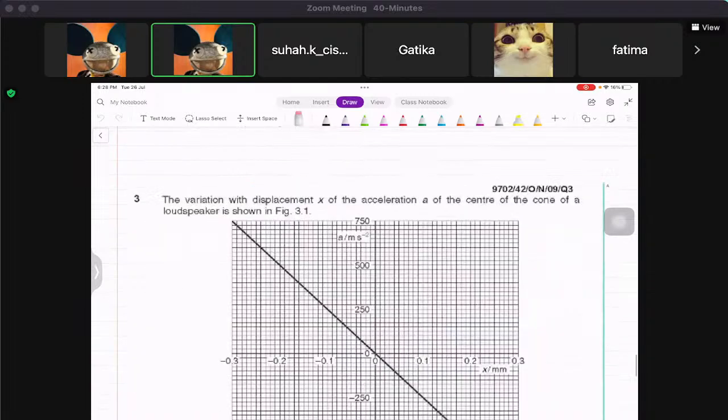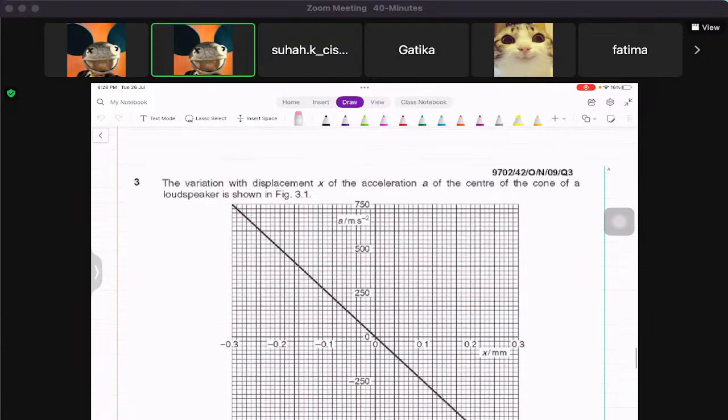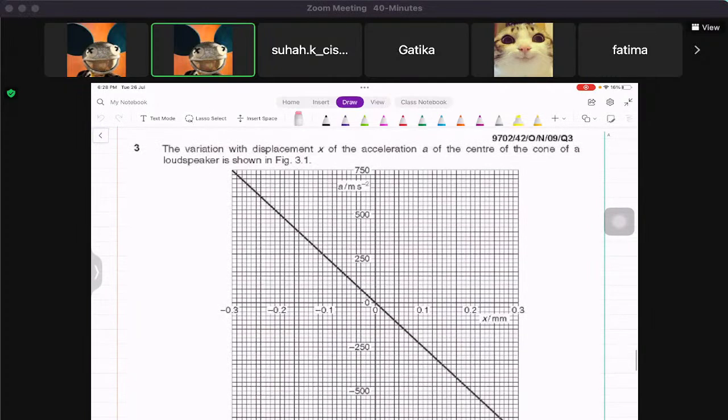Yeah, it is. Now this is the first question that I just want to show you. Just by looking at the graph, can you tell me what is the equation of this graph? Any equation you know that represents this graph? Nobody knows? That's too bad. a is equal to negative omega square x. Yes, so you already know this, right?